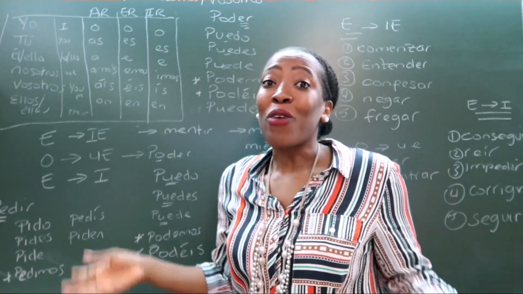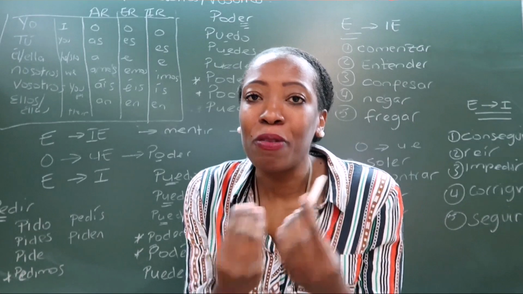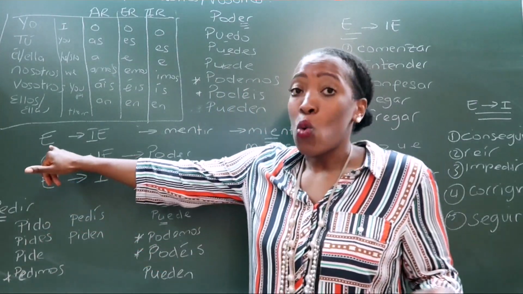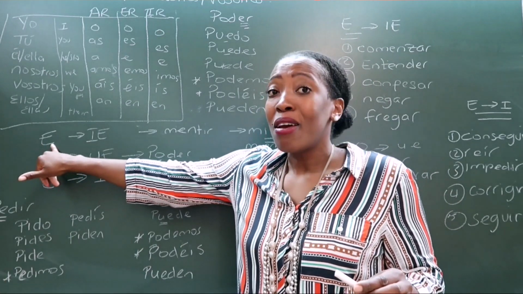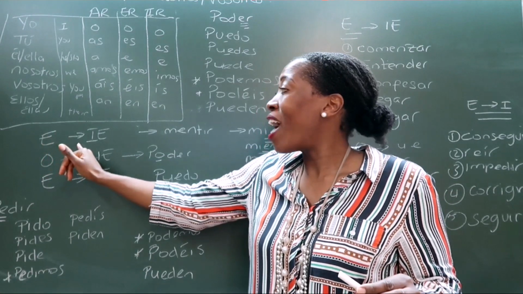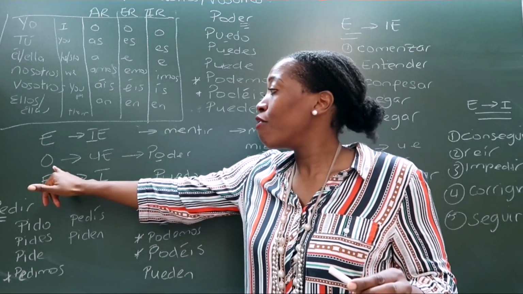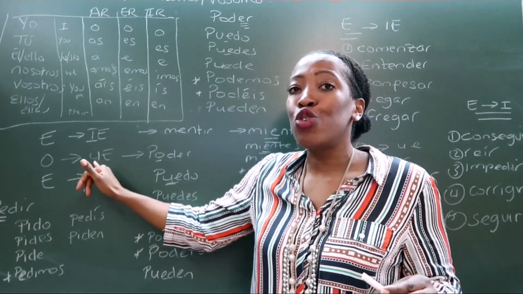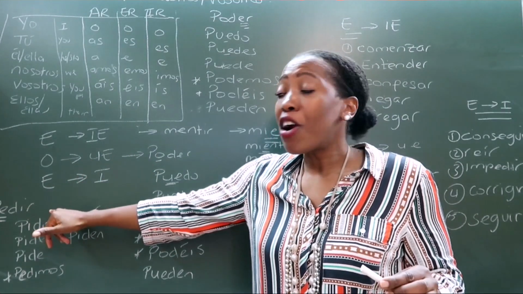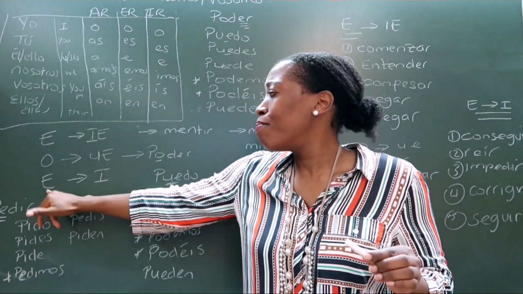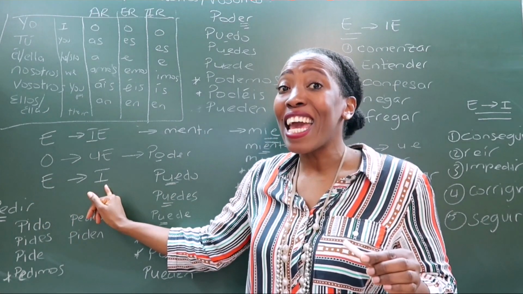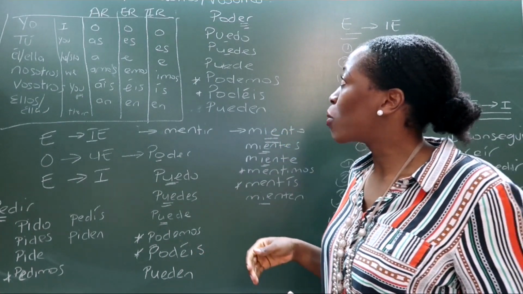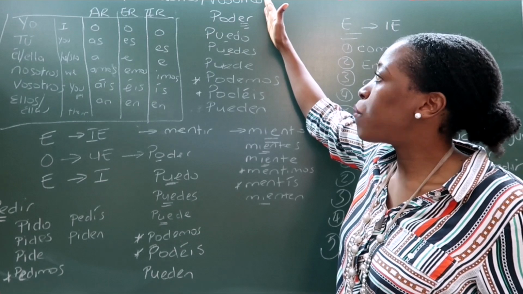Right, that being said, stem changing verbs. There are 3 types we're going to look at. Words that have an E, but we change the E to IE. Then you have words that have an O, but you change the O when you conjugate it to UE. Then you have verbs that have an E in them, but we change the E for an I when we're conjugating. Okay? So the first example I'm going to give you is poder.